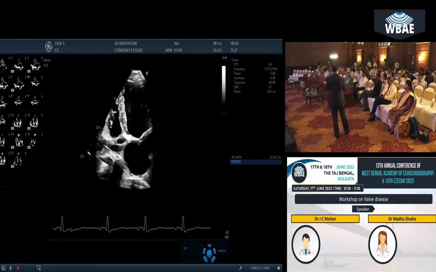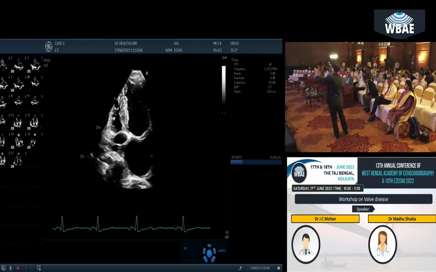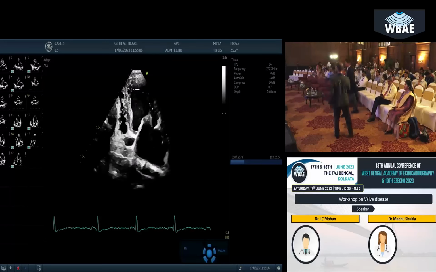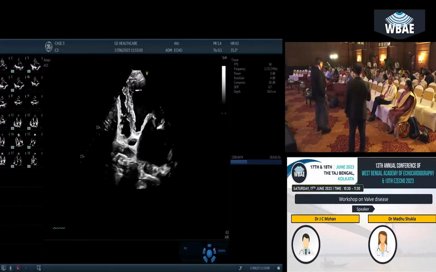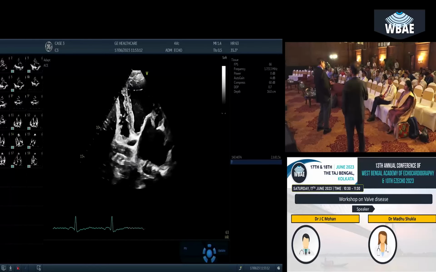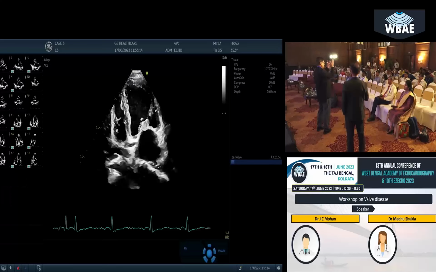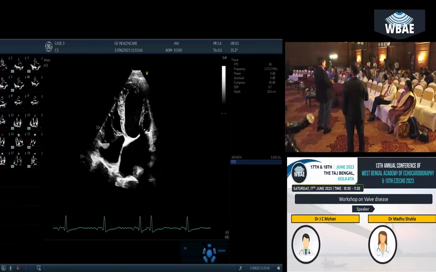We don't need it anymore. You can have a four chamber and two chamber LA focus view. This is the apex. So the LV and LA are not in the same axis. LA is more anterior, LV is more posterior. And they are not in the same axis. Their axis is different. They make an angle.